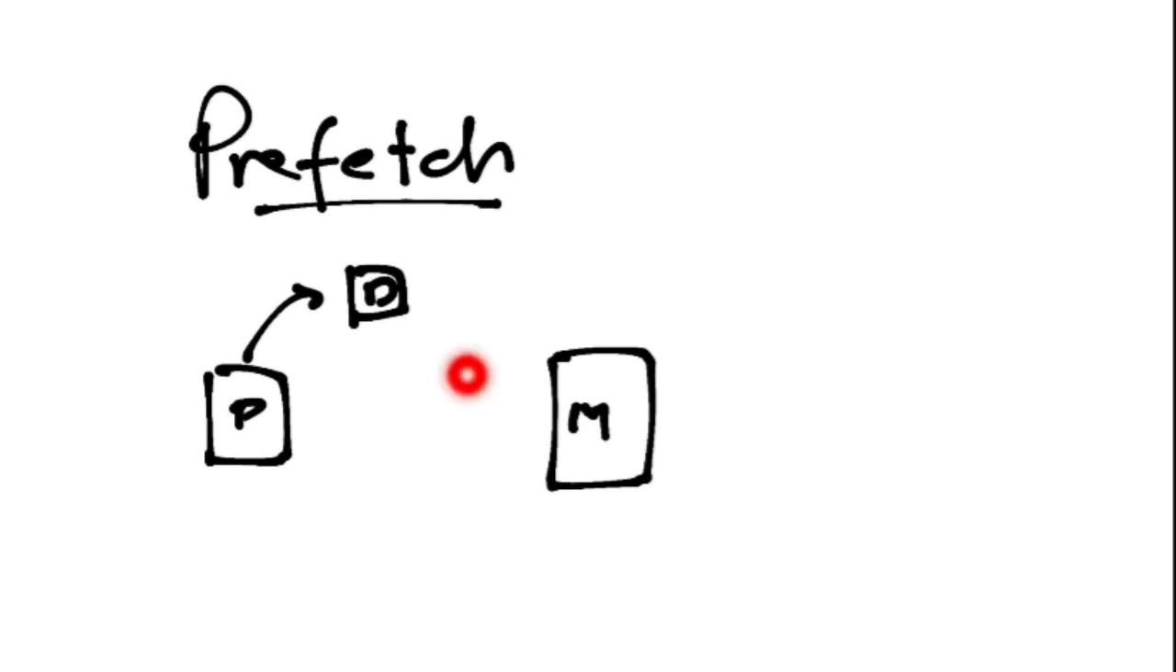The third way is prefetch. Prefetch means even if it gets some initial signals that it might need some data, it will give that information, that maybe it will need some data in the near future, so that memory will make arrangements for that data. That is known as prefetch.